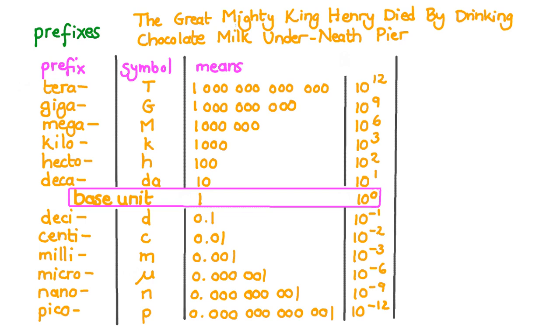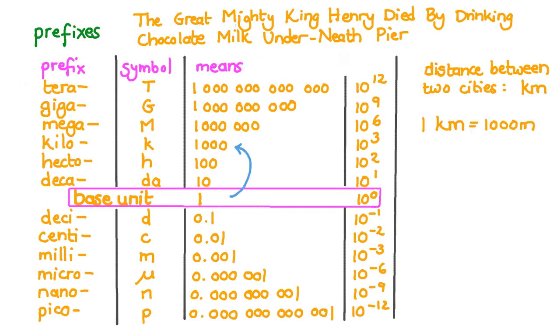Some of the prefix symbols are uppercase, some are lowercase, and some have more than one letter. And again, micro uses a Greek letter. If we take the base unit, we can adjust it by using a suitable prefix according to what we are measuring. For example, if we want to measure the distance between two cities, kilometers is more convenient than the base unit, meters. 1 kilometer is 1,000 times bigger than 1 meter, or 10 to the 3 meters.